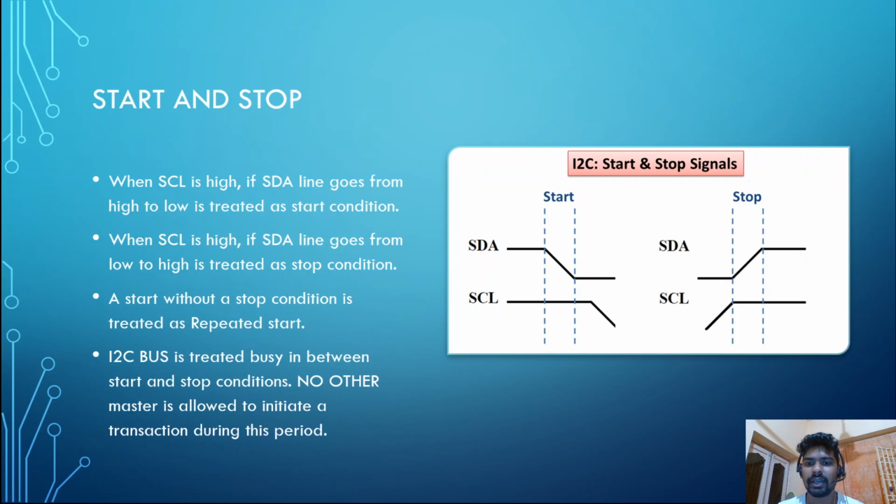A start without a stop condition is treated as a repeated start, and the I2C bus is treated as busy between a start and stop condition, and no other master is allowed to initiate a transfer between start and stop.